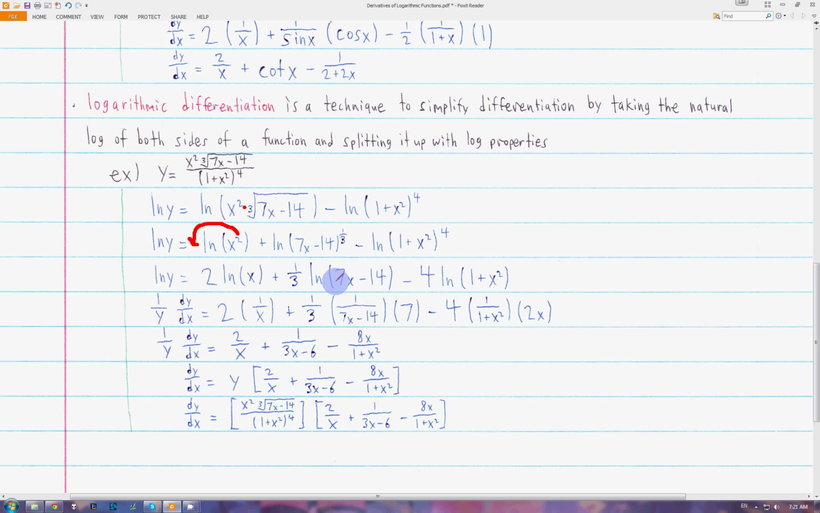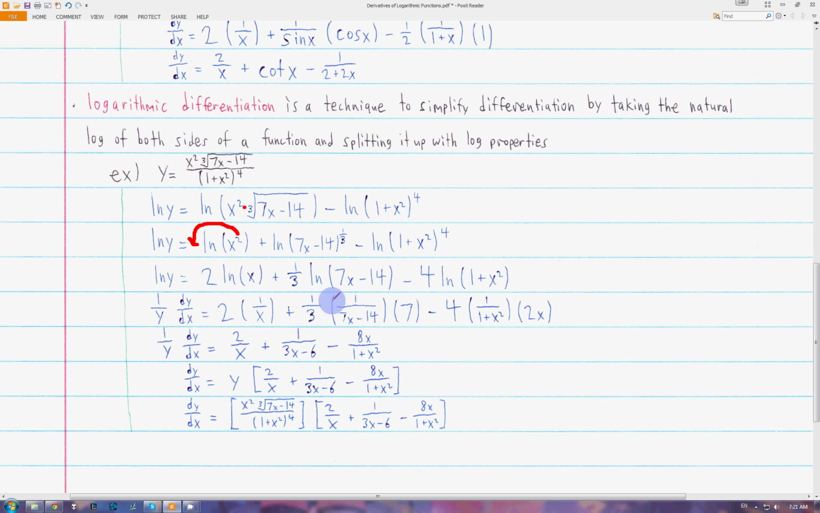First we put 7x minus 14, the whole inside expression, under 1. And then from the chain rule, we differentiate this to get times 7. And then minus 4. And then again we have the whole inside, 1 plus x squared, on the bottom here. And then from the chain rule, we differentiate the inside to get 2x.